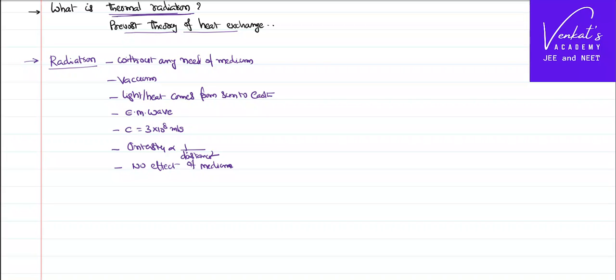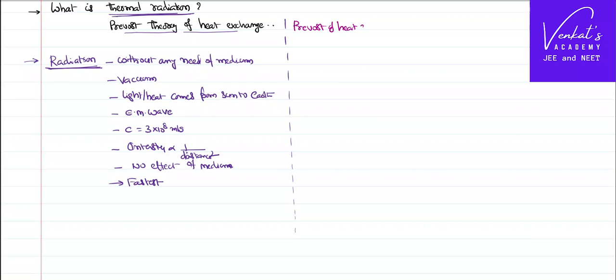So this is the fastest way when compared with all the other ways. Like as I told you earlier, there are two other ways, conduction and convection. Conduction happens through solids, convection happens through fluids, whereas radiation doesn't need any medium, and it happens in the quickest possible way. Then we'll go for another topic called Prevost theory of heat exchange.